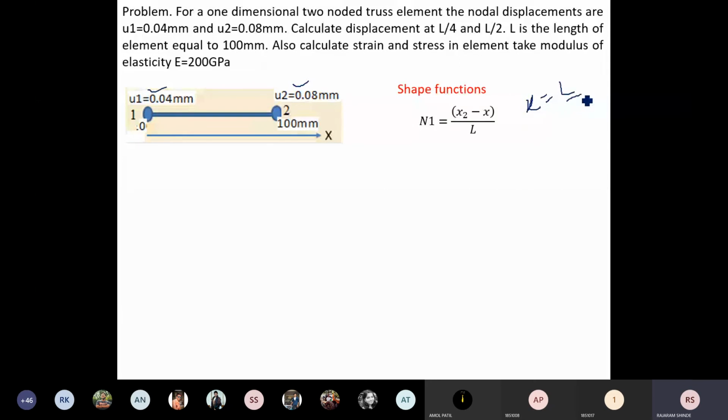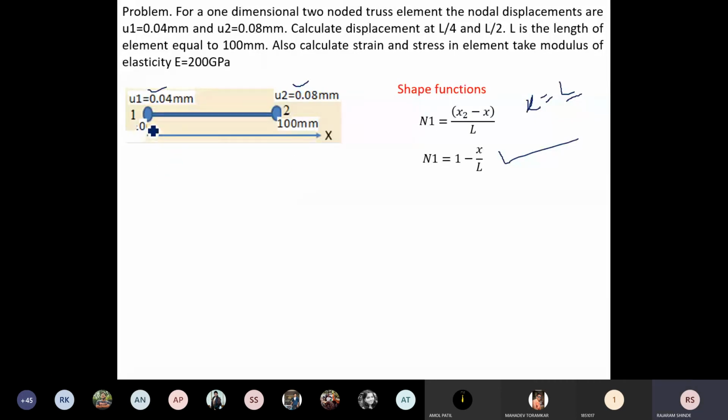For simplicity I will take L, and then in calculations I will put the value of L. Now your shape function n1 becomes 1 minus x by L. Am I right? Any doubt in this equation? Madhav Toramkar, if you have doubt you can ask me. Sir, please tell once again.